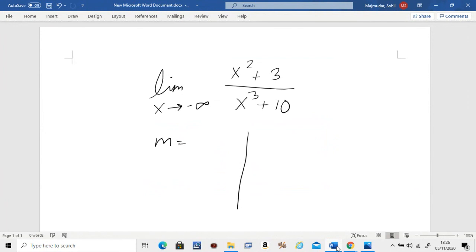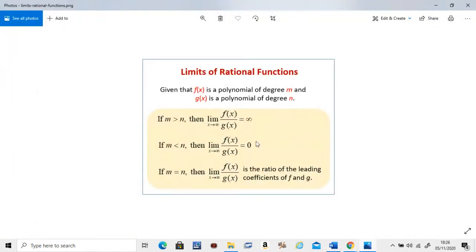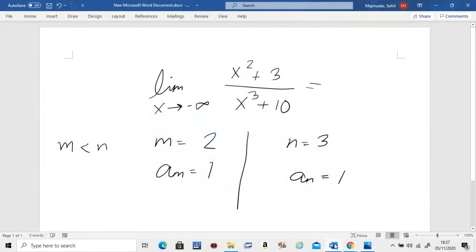Find m, find n, find a_m, find a_n. m here is 2, a_m is 1. If there's nothing, there's a 1 there. And a_n is 1. What is the relationship between m and n? m is less than n. You check where you belong. You belong to the second one, so the answer is automatically 0.